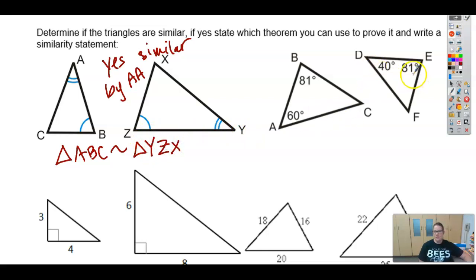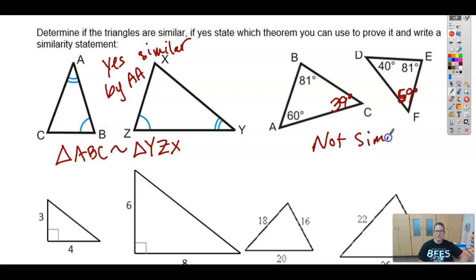On this one, I know that they have one angle in common, 81. This one's 40 and this one's 60. But remember, the three angles in a triangle have to add up to 180, so I could find this other angle. These two together need to be 99, so this one would be 39. That makes this one over here 59. So there are not two angles the same. They have one in common, but they do not have two in common. So these are not similar.